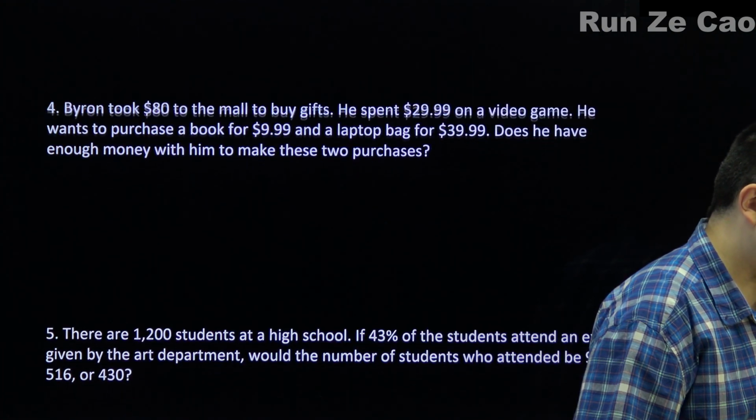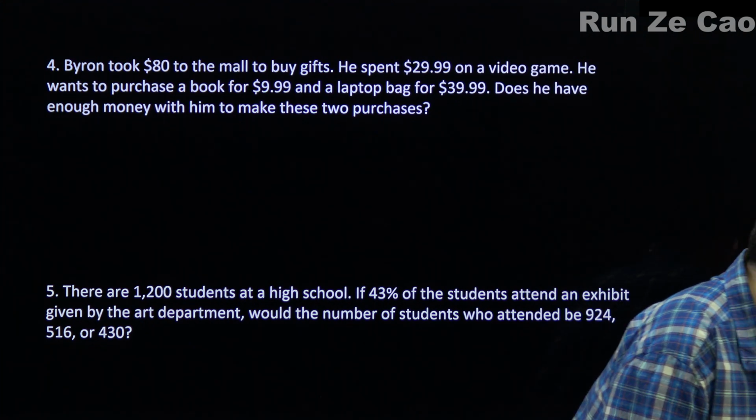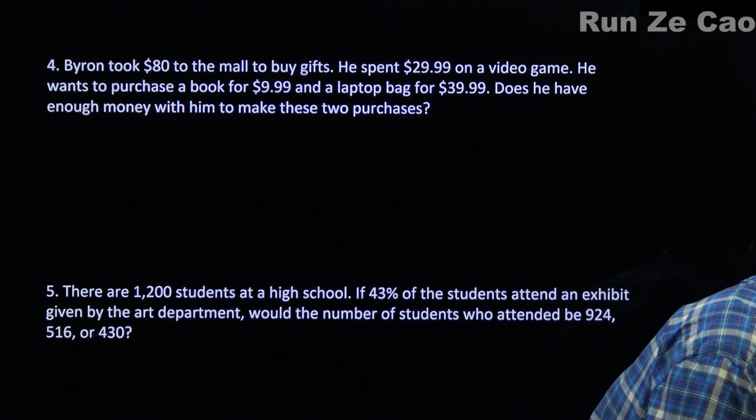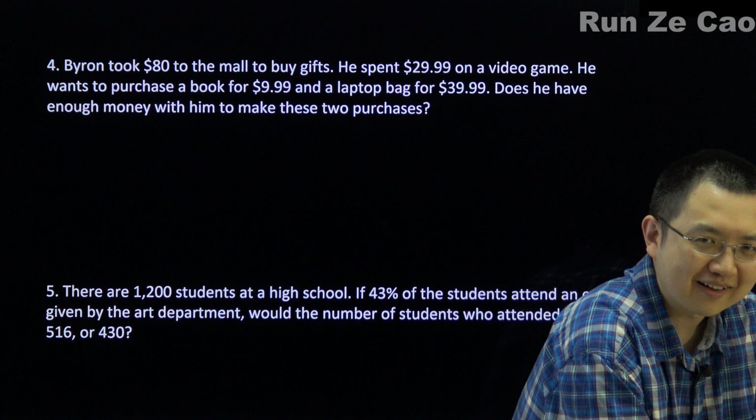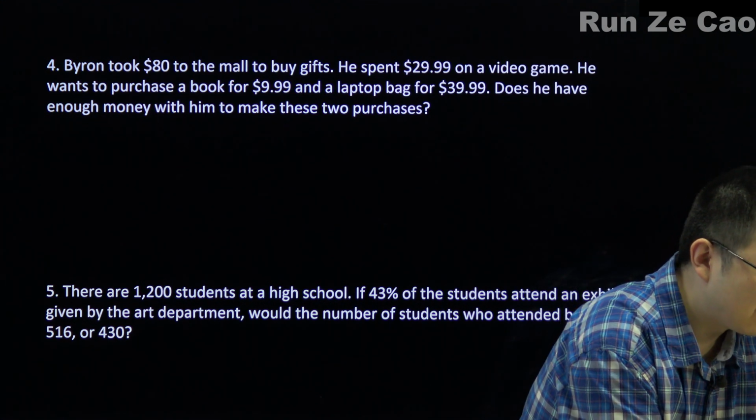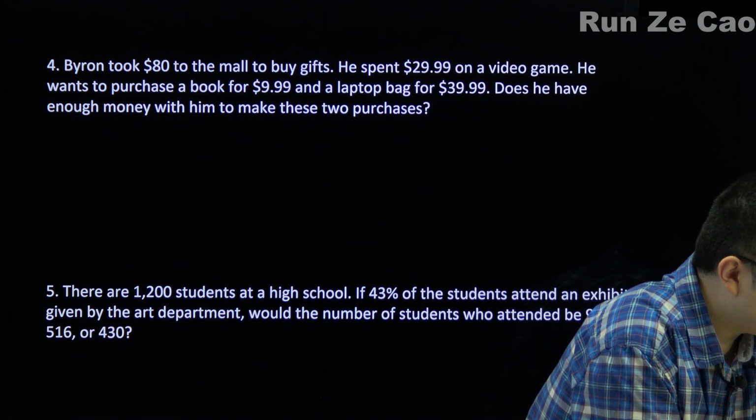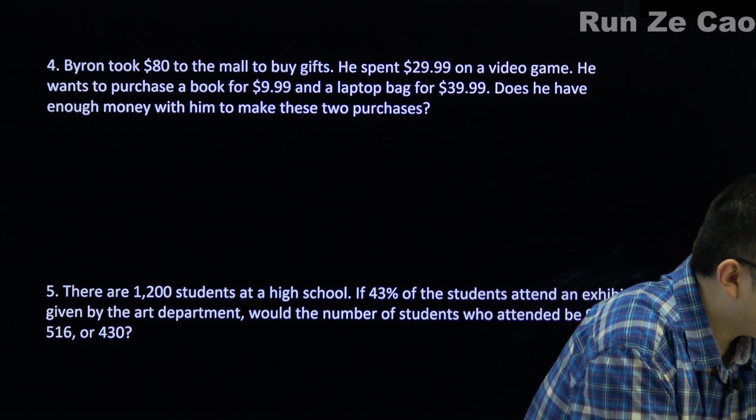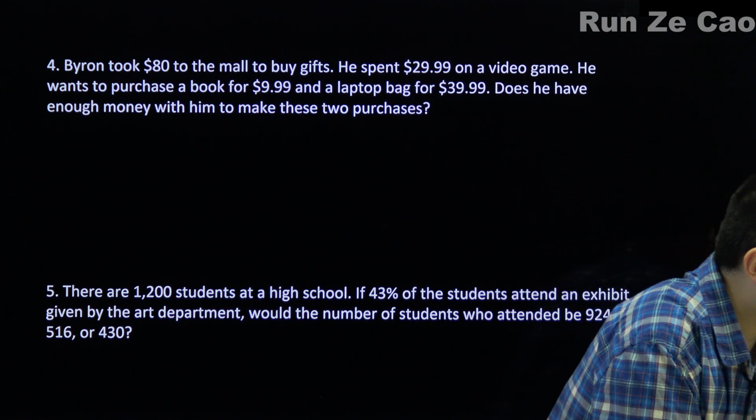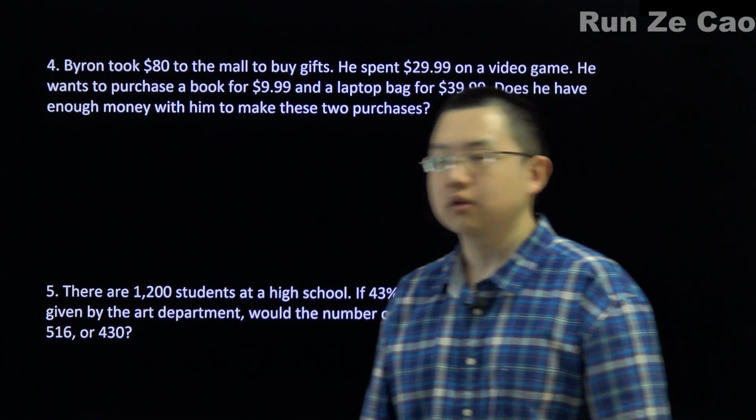Byron took $80 to the mall to buy gifts. He spent $29.99 on a video game. Typical pricing policies to make the number look smaller. He wants to purchase a book for $9.99 and a laptop bag for $39.99. Does he have enough money with him to make these two purchases?